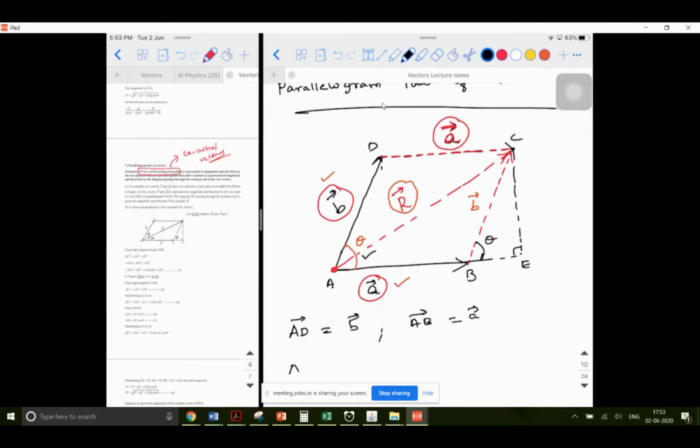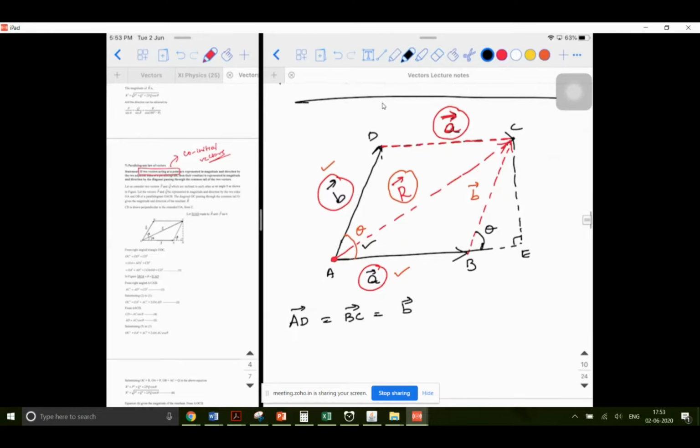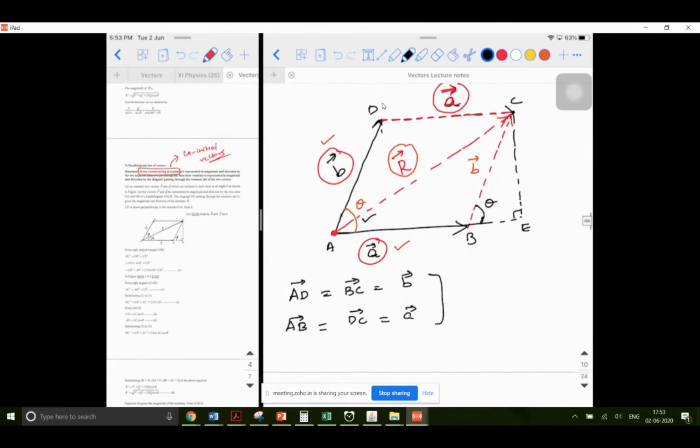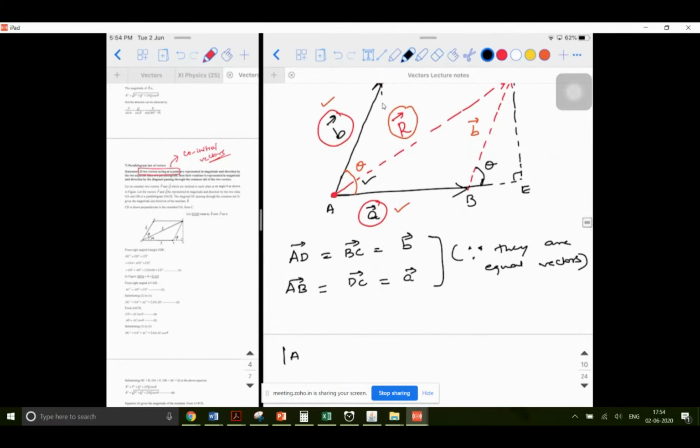I'll write one more point. AD vector is equal to BC vector. Can I call it B vector? Similarly, AB vector is equal to DC vector. Can I call it A vector? Am I right? Because they are equal vectors. Now, what is going to be the magnitude of AD vector, which is equal to the magnitude of BC vector, equal to what?